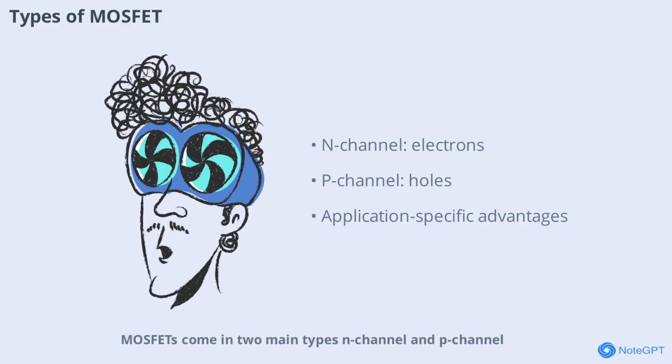MOSFETs come in two main types: N-channel and P-channel. N-channel MOSFETs use electrons as charge carriers, while P-channel MOSFETs use holes. Each type has its own advantages and is chosen based on the application requirements. N-channel MOSFETs generally offer higher mobility and lower resistance, making them popular in power applications. P-channel MOSFETs, on the other hand, are often used in complementary circuits. Knowing the difference between these types is vital for selecting the right MOSFET for your project.